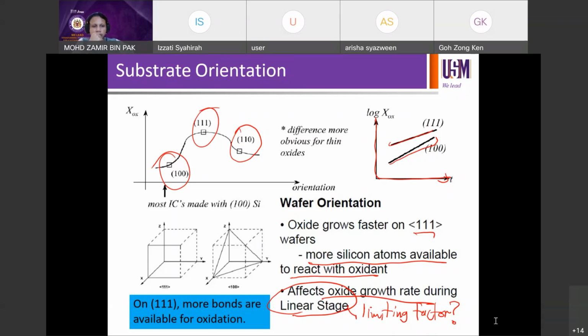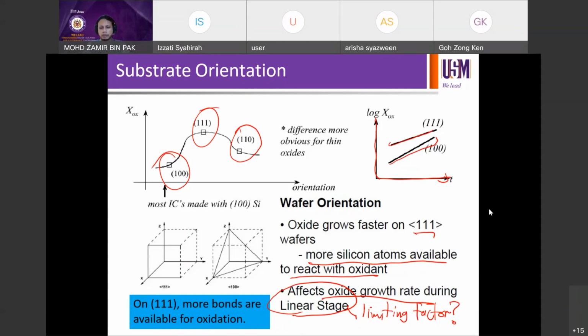The first stage is where you haven't got any oxide yet on the silicon wafer. So what is the limiting factor in the first stage? Anyone? You can unmute and you can write down as well. Yeah, it's around silicon, but what is it about silicon? Yes, interface reaction due to the number of available silicon. Okay, the number of available silicon atoms on the surface. So that is the limiting factor in the first stage, which is the linear stage.